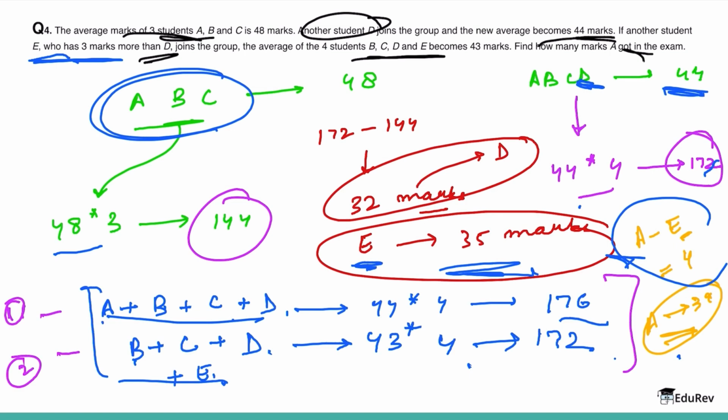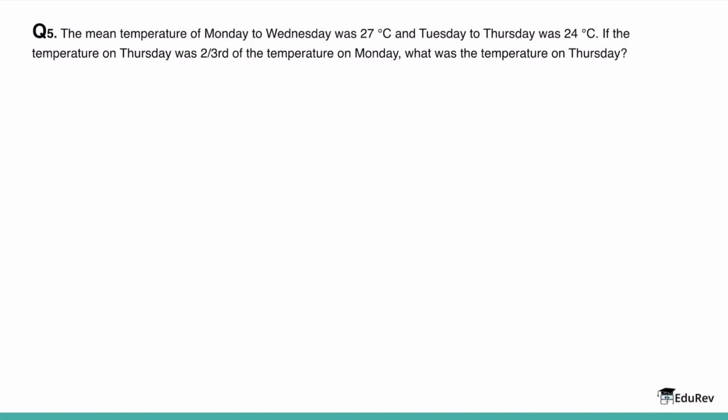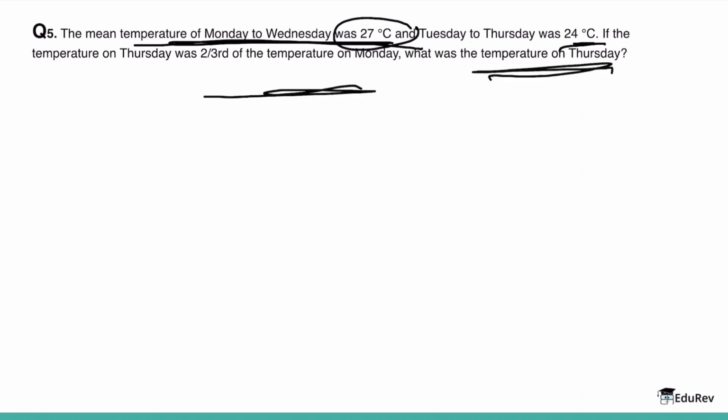So let's move forward. Alright, so let's do question number 5. Question number 5 states the mean temperature from Monday to Wednesday was 27 degrees Celsius and from Tuesday to Thursday was 24 degrees Celsius. Now, if the temperature on Thursday was 2/3 of the temperature on Monday, what was the temperature on Thursday? In this question, I am going to give you some options and you need to see which option is correct. So, option A is 12, option B is 15, option C is 18 and option D is 27. Okay, so let's do it.